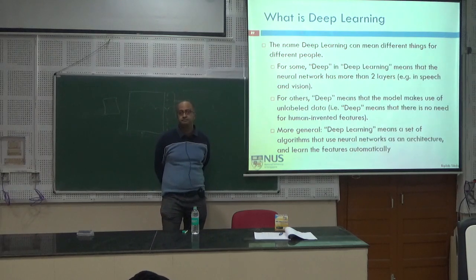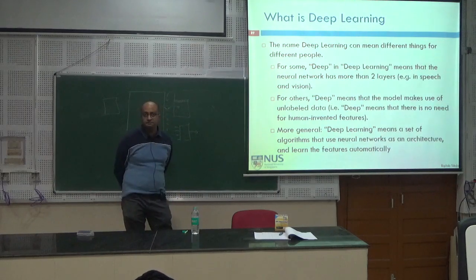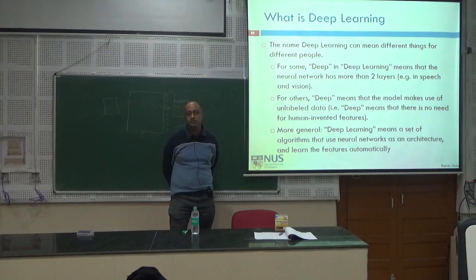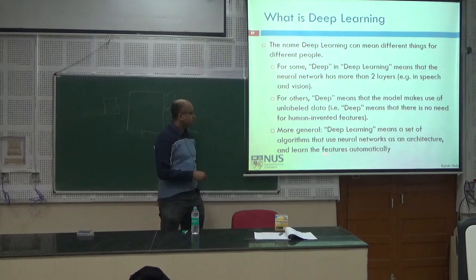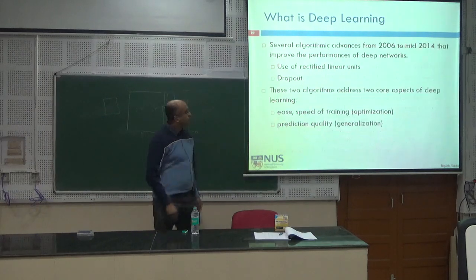So it's deep. And more general is that the deep learning is essentially a set of algorithms that uses neural networks as an architecture. That's fine. The underlying architecture is a neural net of the kind that we have seen before. But then it has some ways of learning the features automatically and so on. It figures out things and so on. It's just a combination of both things.